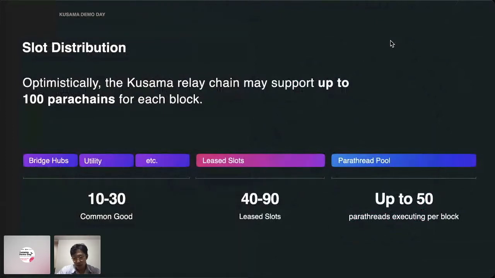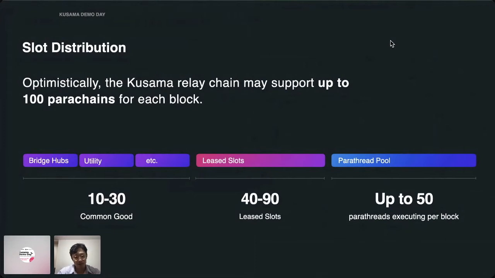So both Kusama and Polkadot support what are called parachains. And parachains are essentially the fundamental pillar, you could say, that supports these networks and supports these applications within these ecosystems. So both Polkadot and Kusama also have relay chains. And the Kusama relay chain can support up to 100 parachains for each block included. So for each transaction block that's included per block, about 100 parachain transactions can be included. Now, what this means is that there's a limited number of parachains, right?